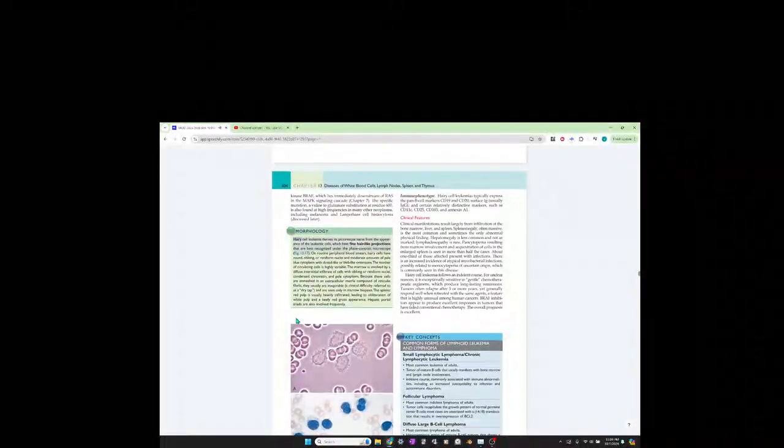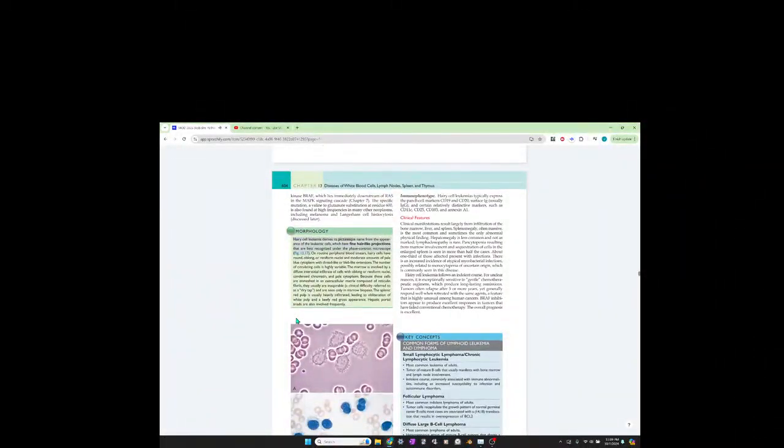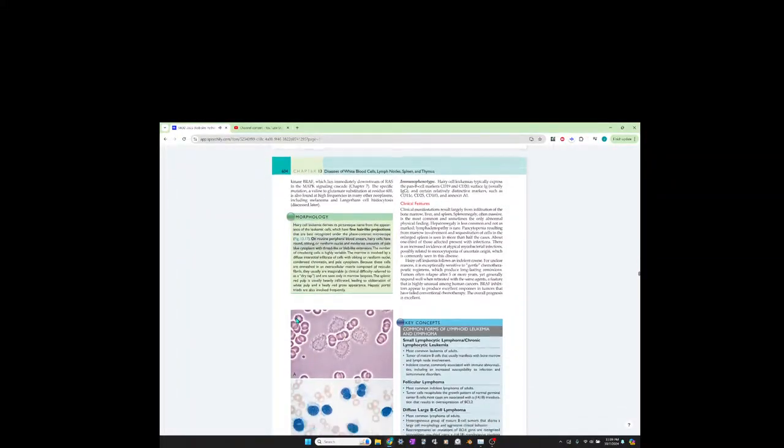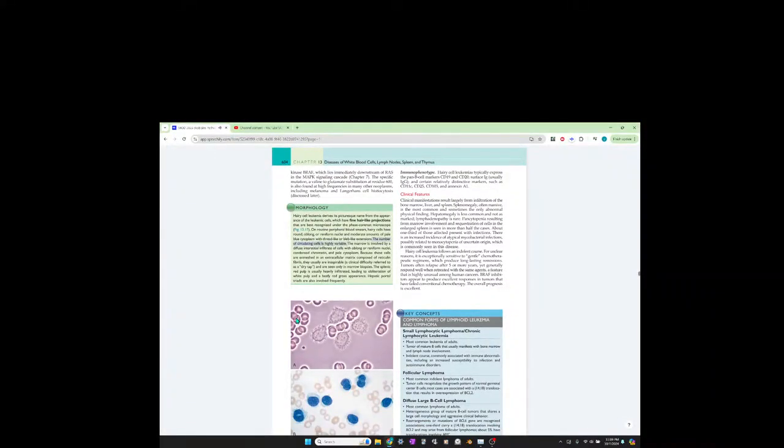Morphology. Hairy cell leukemia derives its picturesque name from the appearance of the leukemic cells, which have fine hair-like projections that are best recognized under the phase contrast microscope. On routine peripheral blood smears, hairy cells have round, oblong, or reniform nuclei and moderate amounts of pale blue cytoplasm with thread-like or bleb-like extensions. The number of circulating cells is highly variable.